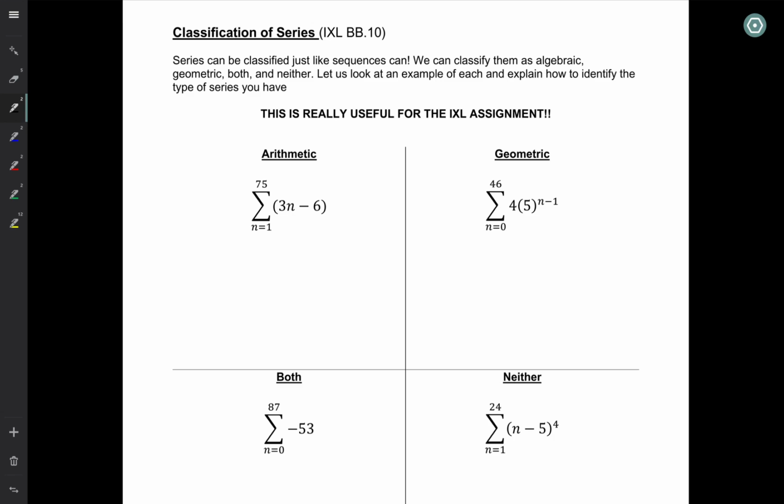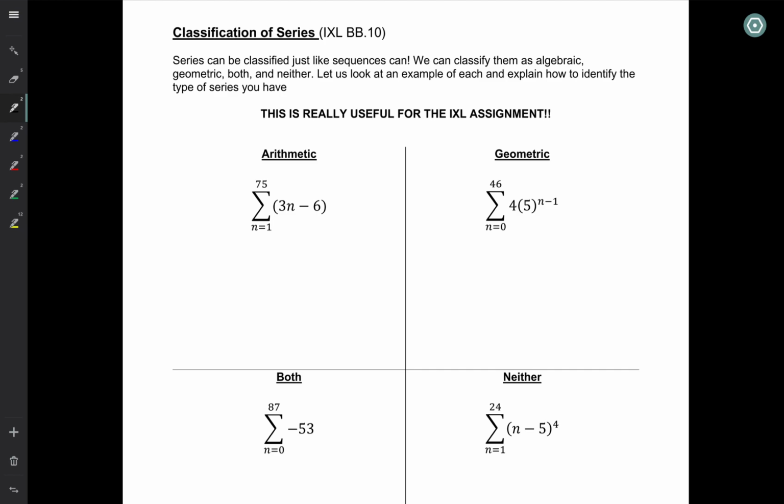Good job on those last couple of problems. Let's now look at how to classify different series. We can classify series just like we can sequences. We can classify them as arithmetic, geometric, both, and neither. So let's look at an example of each and explain how to identify each series that you have.